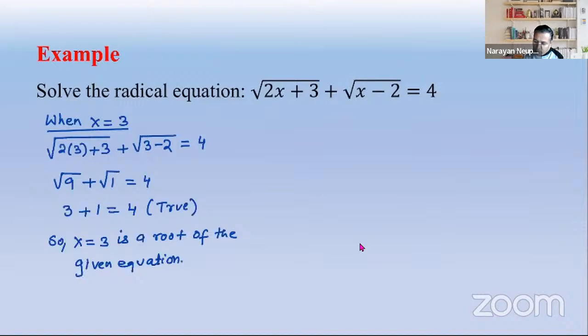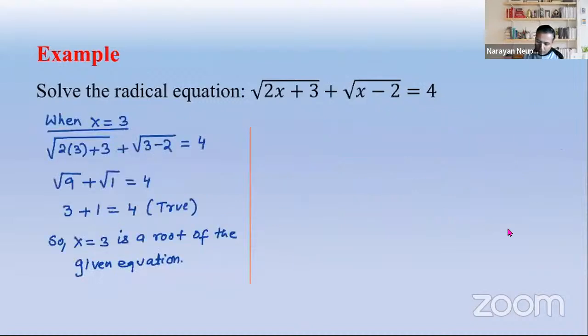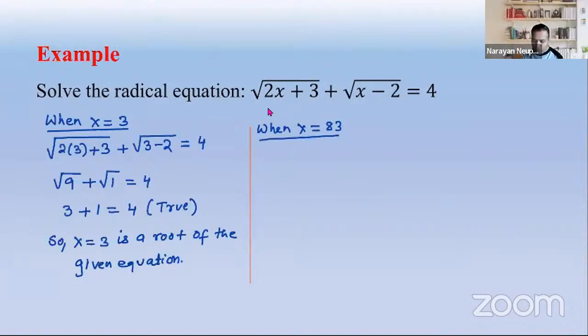Now we have to check the second one. Maybe both of them are roots, or maybe the second one is extraneous. We don't know yet. So we need to plug in the second value and check there. Our second value was 83. So we are going to plug in 83. When x is equal to 83, let's see what we get. Square root of 2 times 83 plus 3 plus the square root of 83 minus 2 equal to 4.